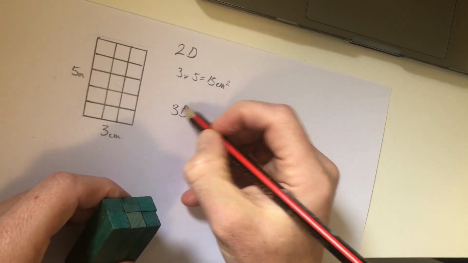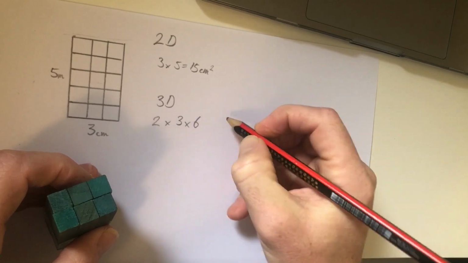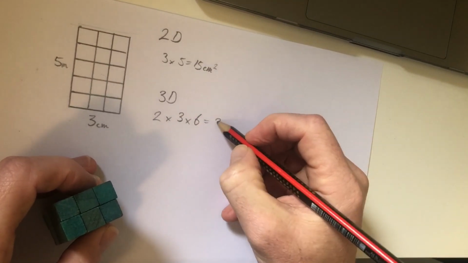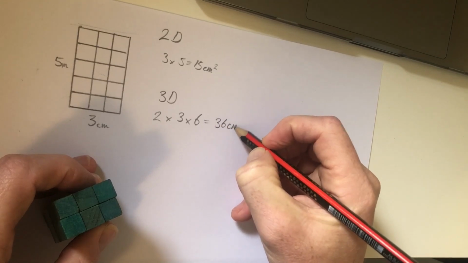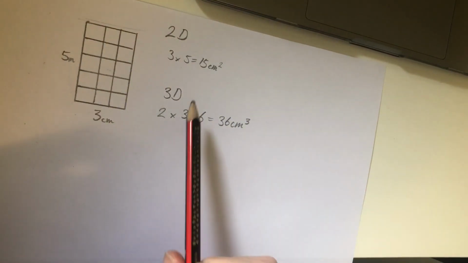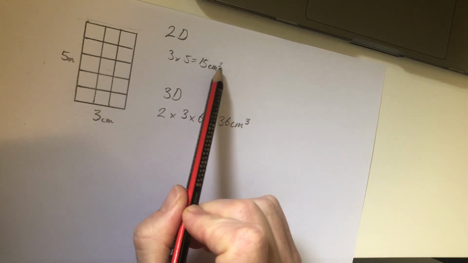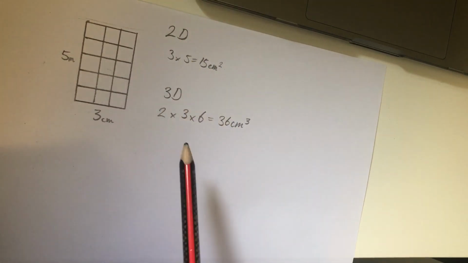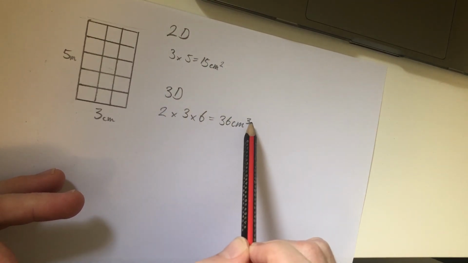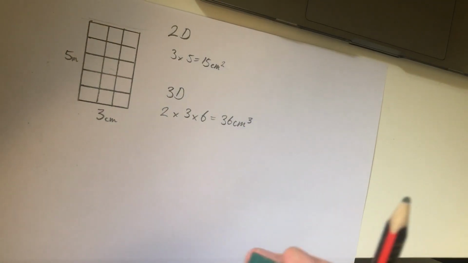I'm just going to write it down. So that would be 2 times 3 times 6, which is 2 times 3 is 6, times 6 is 36 centimeters, and I need the 3 to show cubed. And interestingly, when we're doing 2D, it's centimeters squared, so the 2 matches the 2 there. When we're doing 3D, the 3 dimensions, the 3 matches the cubed here, so the 3 and the 3. So there's a really strong connection between them. Good luck with all that.